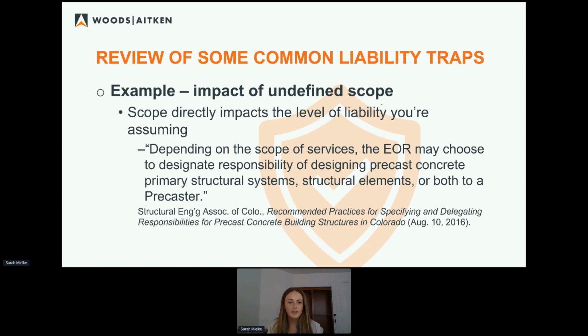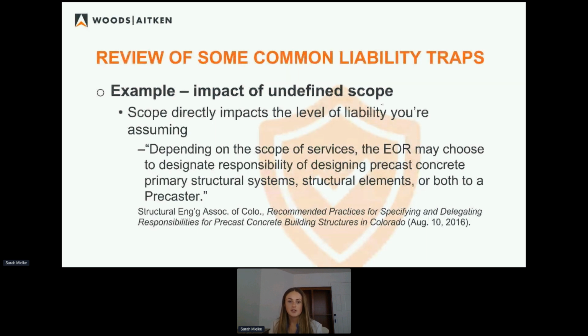My slide blipped out for a second, but it looks like it's back up. So, an example of the impact of undefined scope: here's what you need to mitigate, and here's what you should be on the lookout for. Scope directly impacts the liability that you're assuming. So the best way to mitigate liability when it comes to design delegation is to clearly define your scope. Leave no stone unturned. Figure out what you're going to do, put it in your contract, and make it clear.